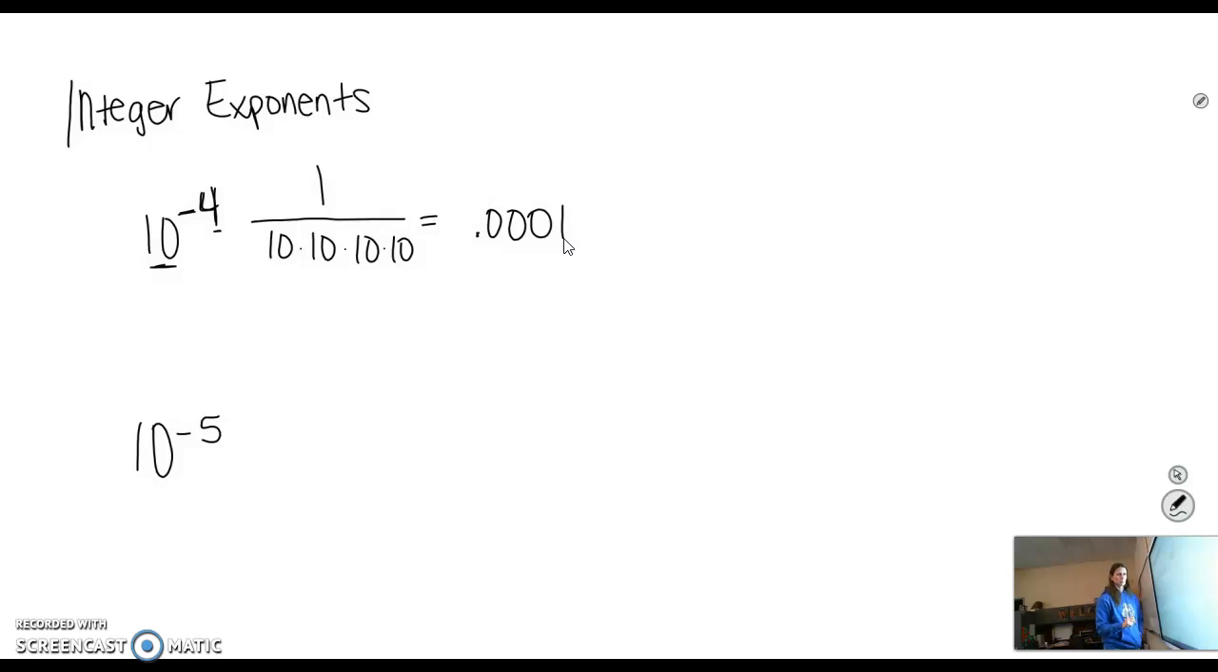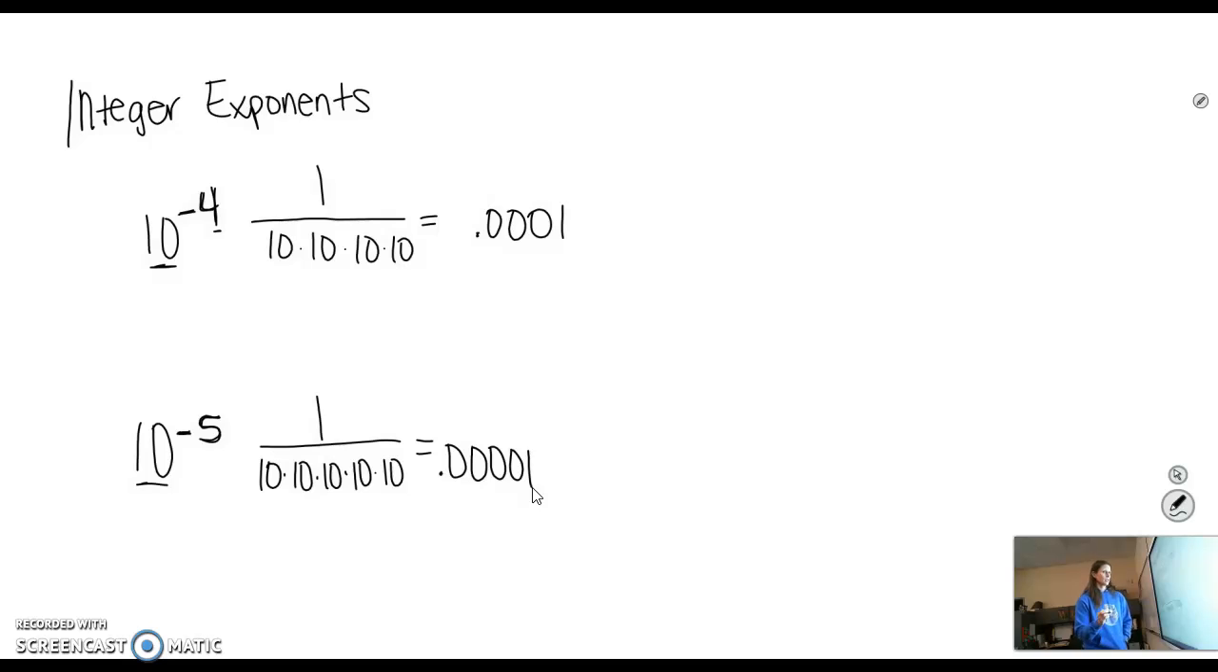Okay. Let's look at 10 to the negative fifth power. So our base is 10, and we have a negative exponent of negative 5. So we have 1 over 1, 2, 3, 4, 5, which translates to 5 places behind the decimal. 1, 2, 3, 4, 5.